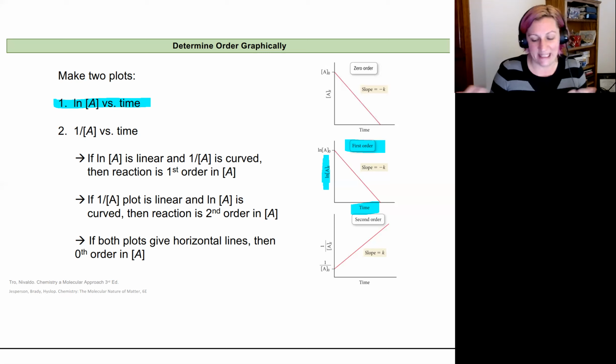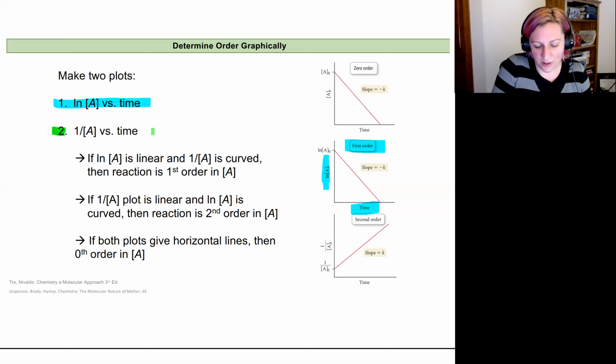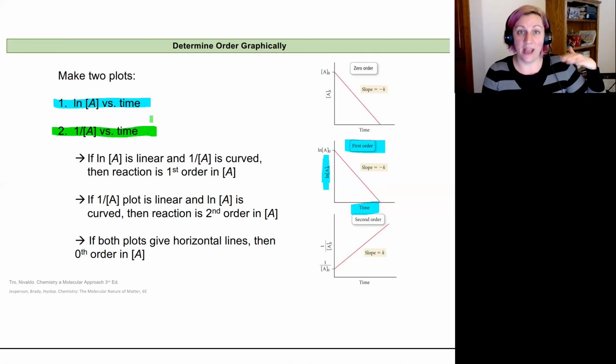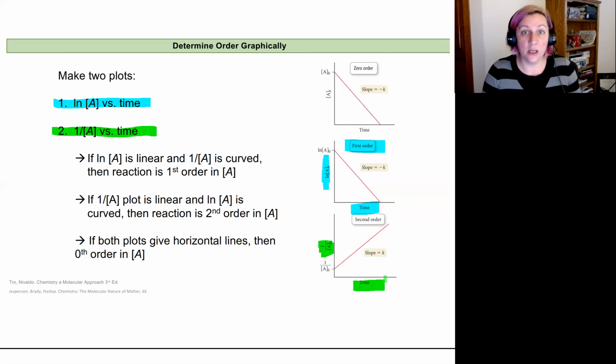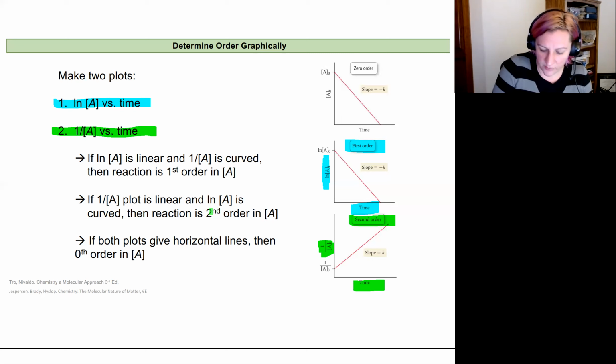Now, let's say it doesn't turn out linear. Instead, you keep going and you plot the inverse of the concentration of A versus time. That would give us this plot down here at the bottom. If you see a linear relationship, then you have a second order reaction. And that tells you that you have a second order dependence with respect to your concentration. And so that's right here. There we go. I can highlight here too.